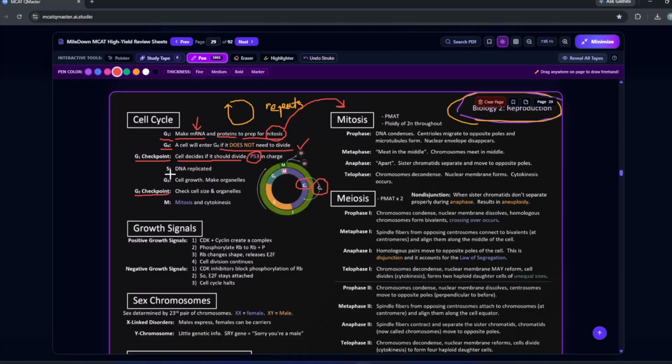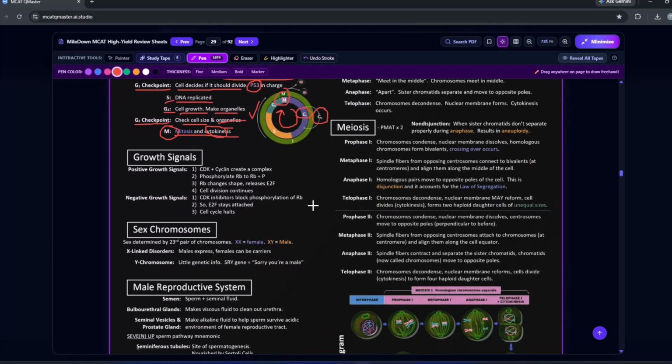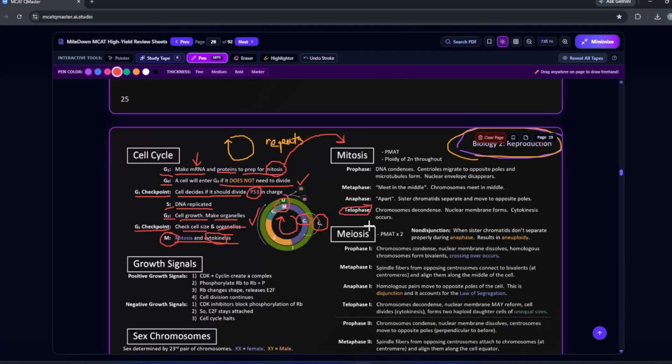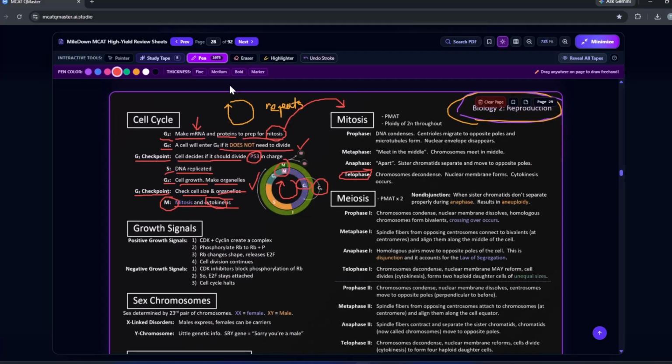All right. And then in S stage, this is where your DNA gets replicated. G2 is when the cell grows even more, and it makes organelles. In G2, your cell is checking its own size and organelles, making sure it's all grown out. And then M stage is finally mitosis. So we finally reach M, which is mitosis and cytokinesis. The way I learned it, cytokinesis is basically part of mitosis, and it's part of the telophase of mitosis, which is the last stage of mitosis.